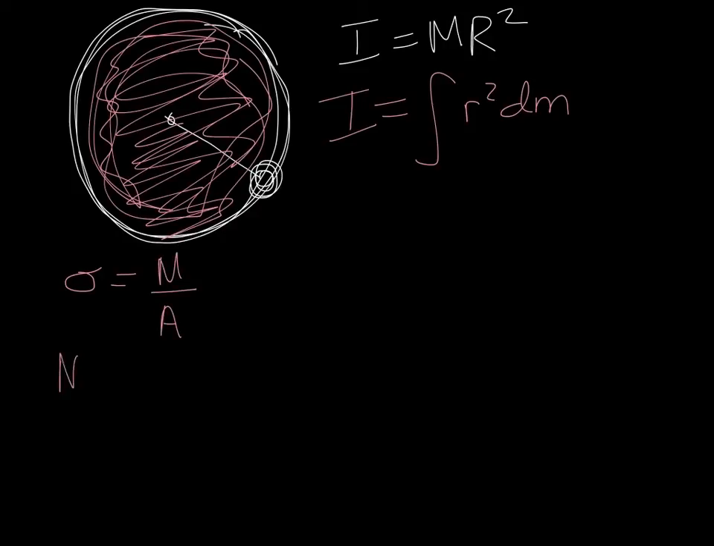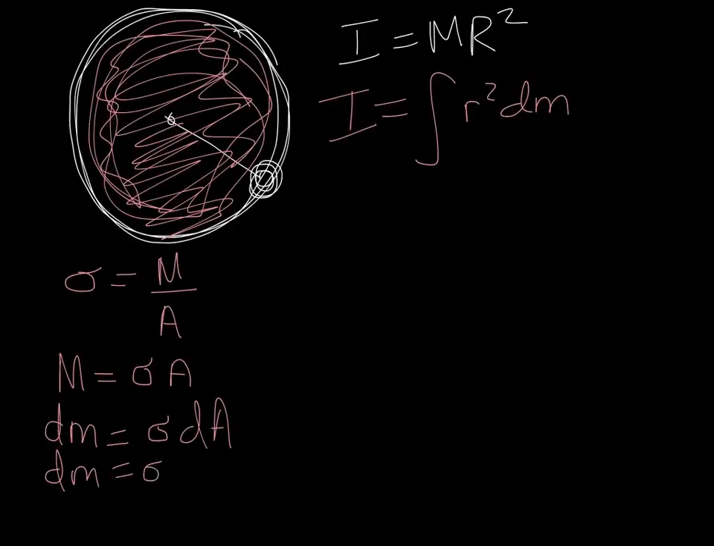Okay, so the mass total is going to equal the density times the area. And so we're going to say dm, a small value of mass, is equal to sigma, which is constant in this case, times dA. Now dA is the derivative of the area, so the derivative of pi r squared, which would give me sigma times 2 pi r dr.